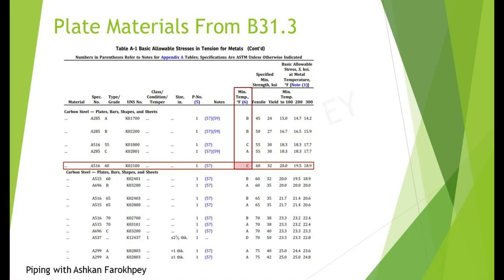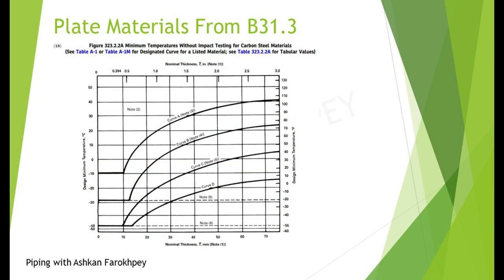Now let's go to Figure 323.2.2A of B31.3 and see what is the minimum temperature of this material without impact testing. According to this figure, when the material has 11 mm thickness, the minimum temperature would be almost minus 45 degrees centigrade. You can have a look at the related tabular values in B31.3 for finding the exact numbers.